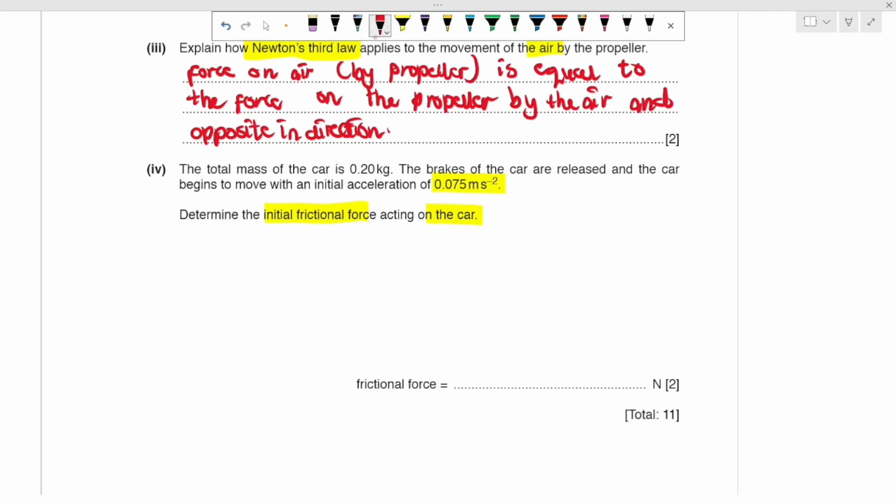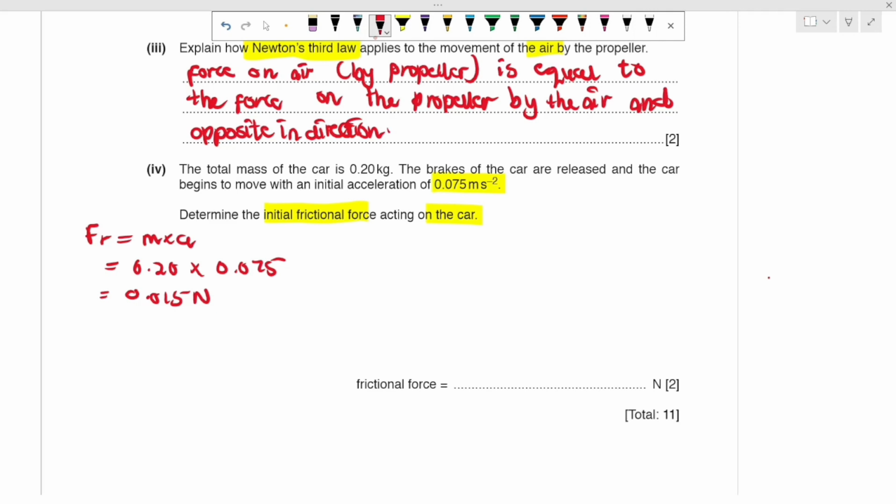Okay, so we know that the resultant force, right? Basically, the resultant force is equal to your mass times your acceleration. What is your mass? 0.20. What is your acceleration? 0.075. What is your resultant force? Well, that's going to be 0.015 newtons, okay?